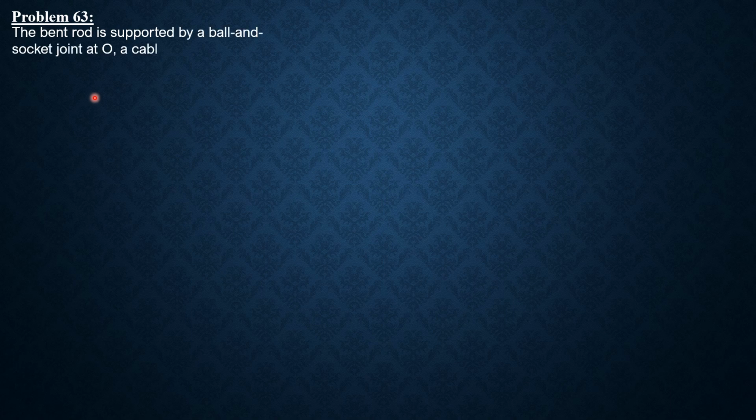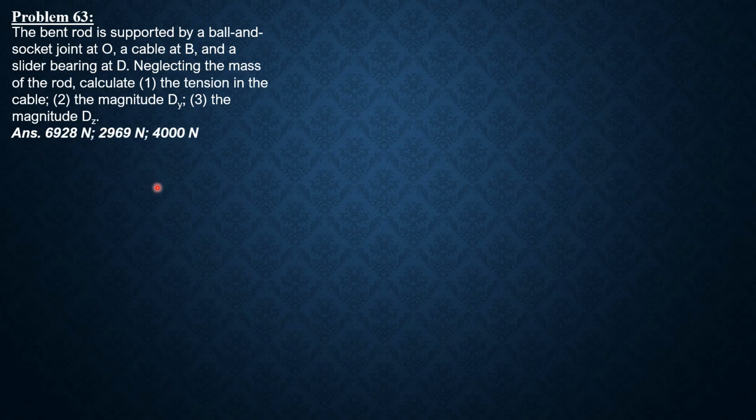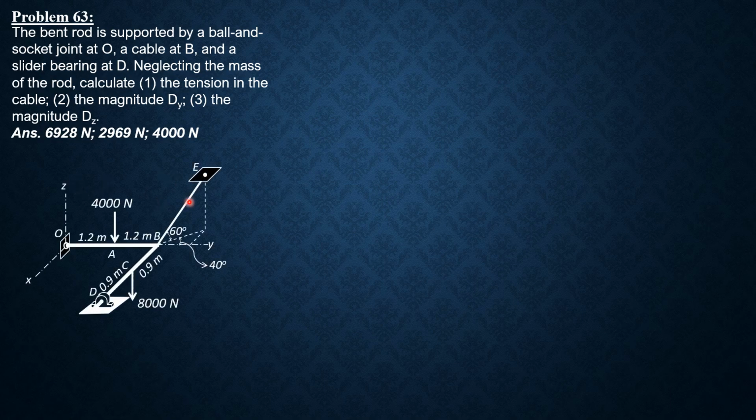Okay, let's have problem 63. The bent rod is supported by a ball and socket joint at O, a cable at B, and a slider bearing at D. Neglecting the mass of the rod, calculate number 1, the tension in the cable, number 2, the magnitude D sub Y, and number 3, the magnitude of the Z component of reaction at D, or D sub Z. So this is the given figure.